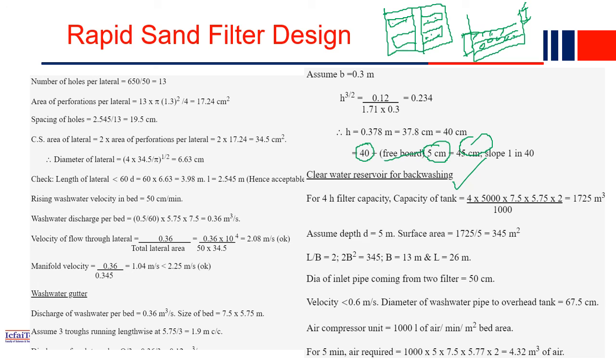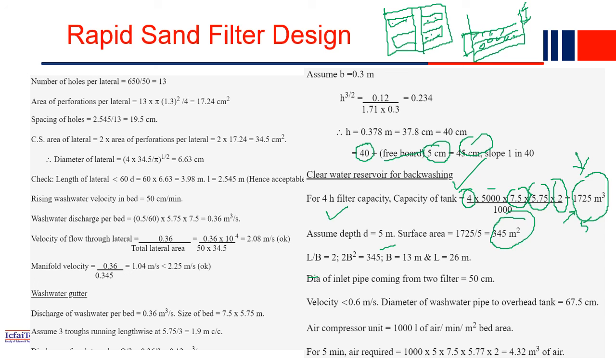Now the clear water reservoir for the backwashing. For backwashing we have to reserve water, which is from the main water. For the 4 hour capacity, how much will be the capacity of the tank? This is the dimension of the filter bed, 7.5 into 4.5 into 2, because we have 2 beds, and we convert for 4 hours, so that much is the capacity of the tank. Assume the depth d value is 5 meter, and the surface area you can simply compute by dividing by 5.